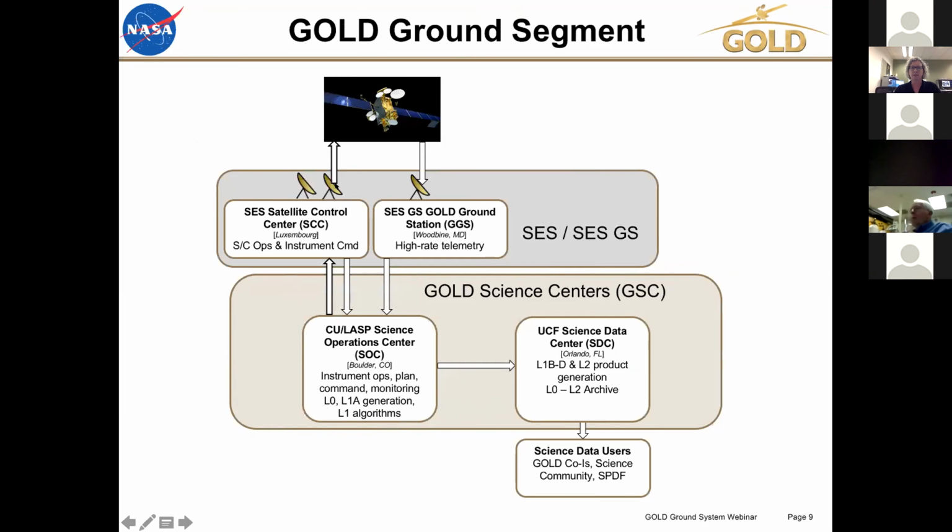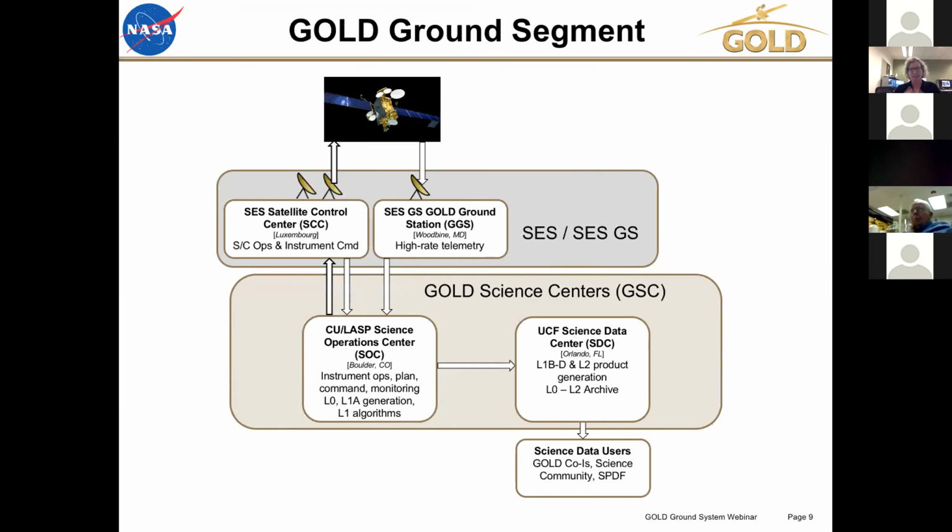So what you see here is that they have the ground station antennas here in Luxembourg. Then they uplink the commands to the SES-14 spacecraft. GOLD performs the operations based on the commands, and generates the science data as well as instrument health and safety data. That data is sent down to the SES-GS GOLD ground station, or the GGS, which is located in Woodbine, Maryland. From there, the data is transferred back here to the SOC, where we monitor the data and produce a level 1 data product.